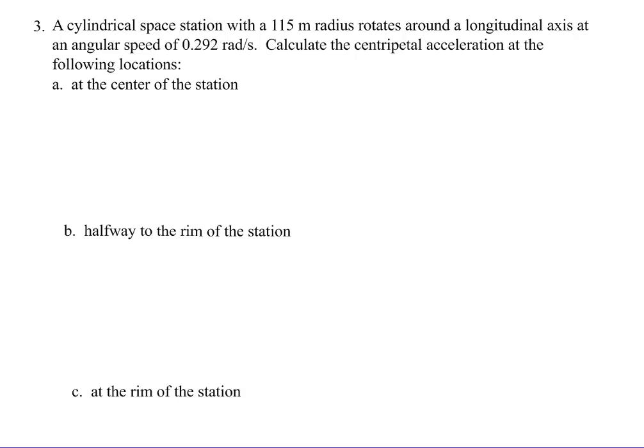All right, our third question, we have a cylindrical space station. It has a radius and it is rotating around an axis with an angular speed, 0.292 radians per second, and we're supposed to figure out the centripetal acceleration at 3 different places. So we'll start out by going at the center of the station. So our centripetal acceleration, we have an angular speed this time, but we have an equation that allows us to relate angular speed with centripetal acceleration. And it is the angular speed squared, so 0.292 radians per second times the radius.